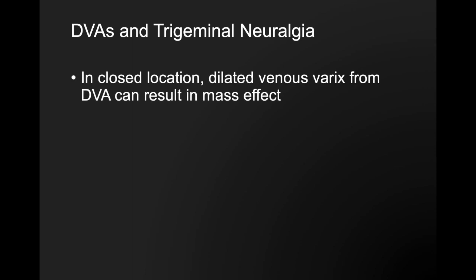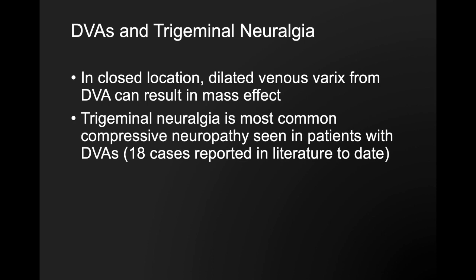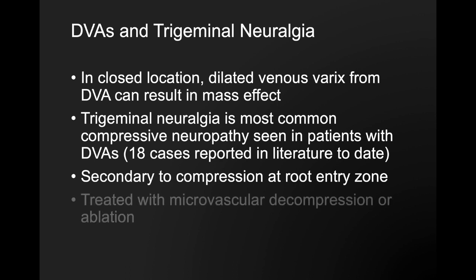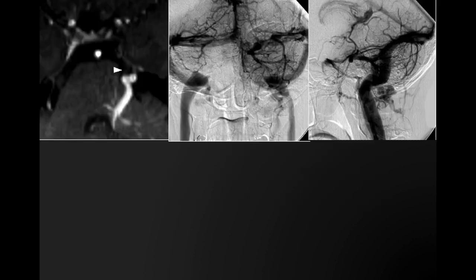So first, mechanical insult. DVAs have been reported to cause trigeminal neuralgia. If you think about it, the posterior fossa is a pretty closed location. You can have a dilated venous varix from the DVA, and that can cause some mass effect on the trigeminal nerve. And it's actually the most common compressive neuropathy seen in DVA patients. There's been about 20 cases reported in the literature to date. And usually it's due to compression of the trigeminal nerve at the root entry zone. And these can be treated with microvascular decompression or ablation of the trigeminal nerve itself.